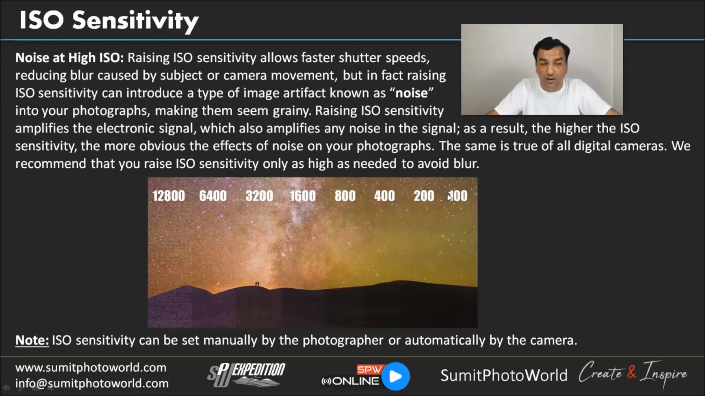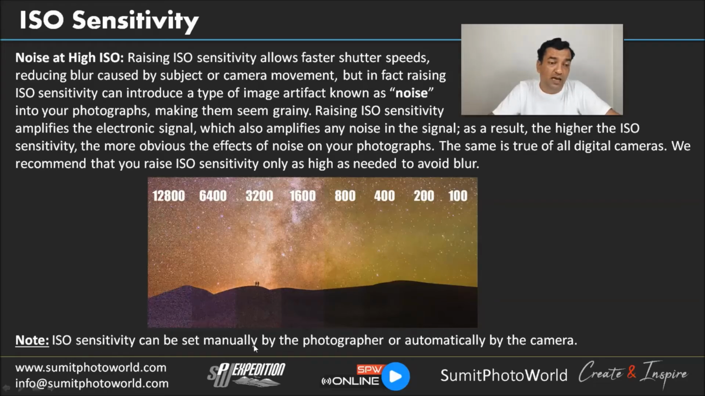But it will not let you capture some moments which really require high ISO. If you see the galaxy, the Milky Way is quite clearly visible around 3200 ISO. So that is the recommended ISO value when we do astrophotography, when we are capturing stars and all. Then it is recommended to have ISO 3200, because it will let you capture the Milky Way.